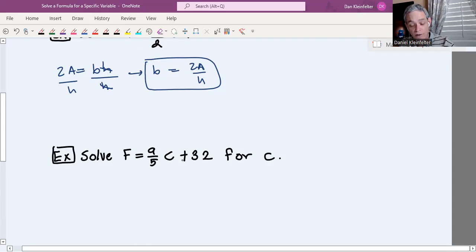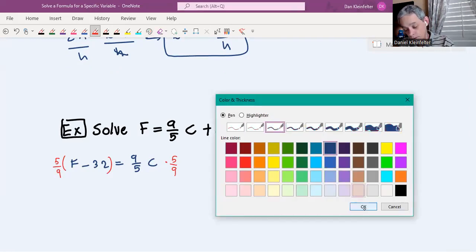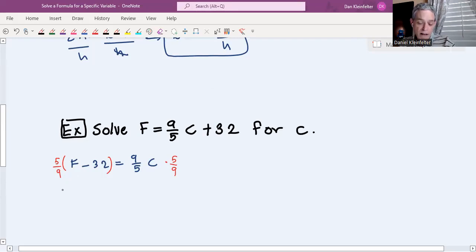So let me first subtract 32 from both sides. So F minus 32 is 9/5 C. And then in order to make the C all alone, we can multiply both sides by 5/9. So make sure to multiply the entire both sides by 5/9. So then on the left side, we have 5/9 times F minus 32. And then on the right side is just our C. Okay, so there's our formula that turns Fahrenheit into Celsius.